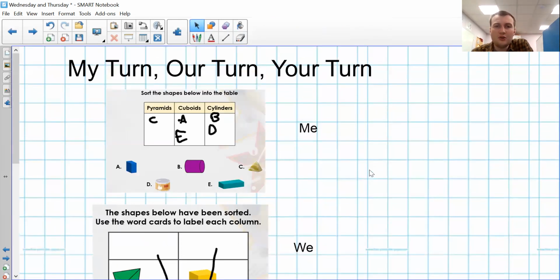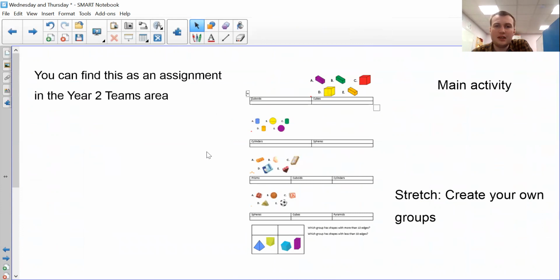But the main one you have to worry about is putting them into groups. So you'll have a selection of shapes and some groups made up for you that you need to then say which group they go into, all right? And then at the bottom, just one question of which group goes with which statement, okay? If you want to stretch yourself, pick some shapes and create your own groups for them, kind of like down here.